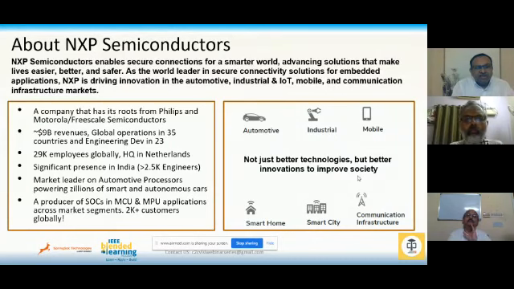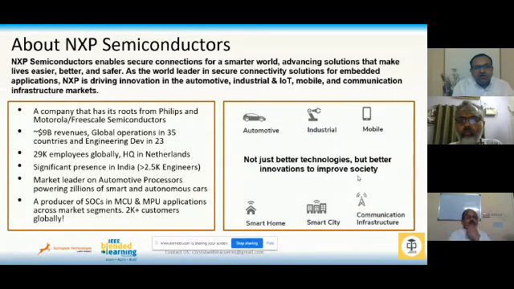The company itself has a revenue of close to $9 billion US dollars globally, situated in 35 countries, and engineering development in about 23 of them. So you can see the global spread of NXP Semiconductors. It has about 29,000 employees globally, and it's headquartered in Eindhoven, Netherlands. And it has significant presence in India with more than 2,500 engineers located across Noida, Bangalore, Pune, and a few other sites. So clearly a big presence in India.